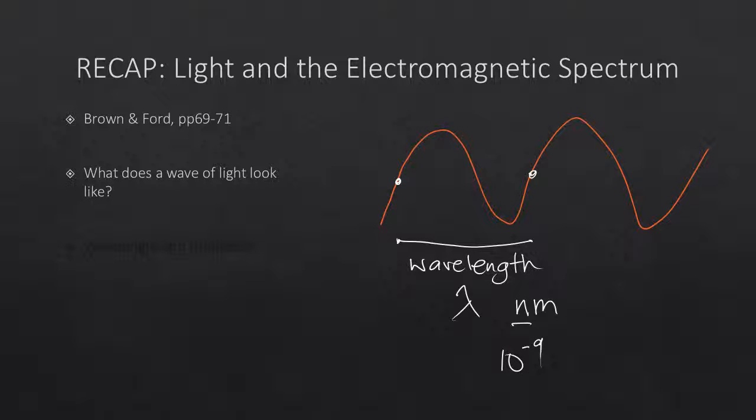We then have frequency, which is given the symbol nu. It looks like a V, but it's a weird V, and that is wavelengths per second. It's measured in how many wavelengths we have per second. Okay, so we've got wavelength and we have our frequency. So frequency is measured in cycles per second.